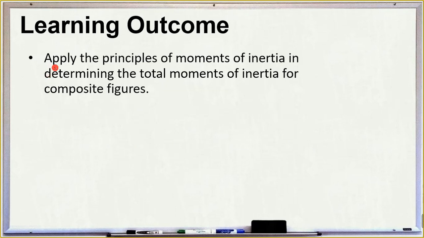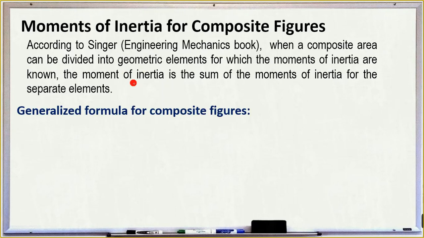So by the end of this lesson, you will be able to apply the principles of moments of inertia in determining the total moments of inertia for composite figures. Now, for composite figures, the rule is when a composite area can be divided into geometric elements for which the moments of inertia are known, the moment of inertia is just the sum of the moments of inertia for the separate elements. So, just the sum of the moments of inertia.